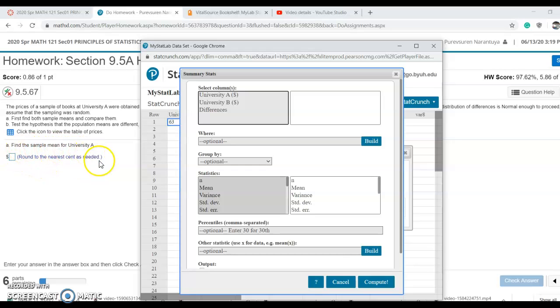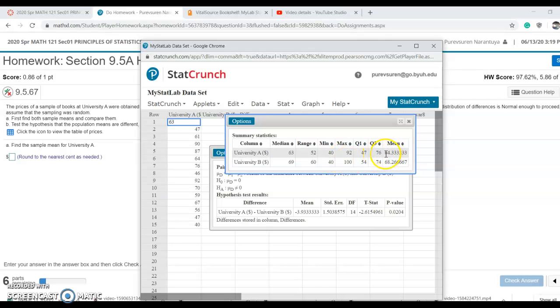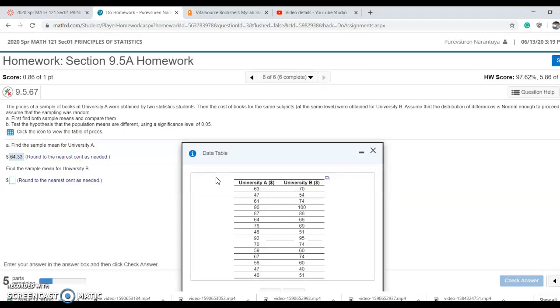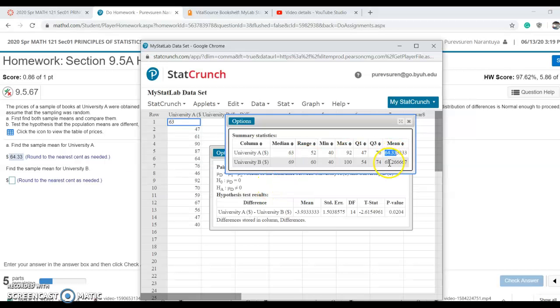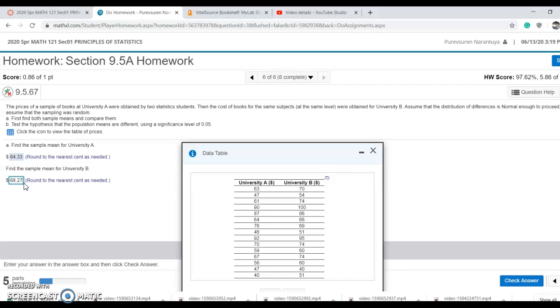Find the sample mean of university A. So, mean. Yeah, just this one. So we need 10, yeah. So this one, and then this one. Opposite should be 7.